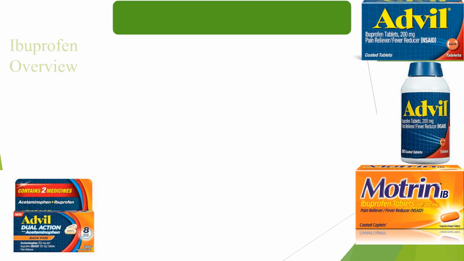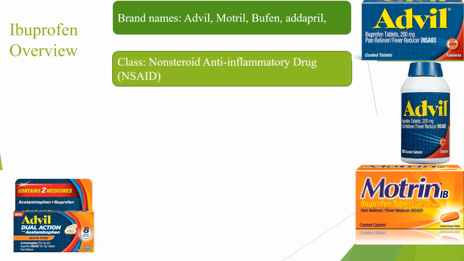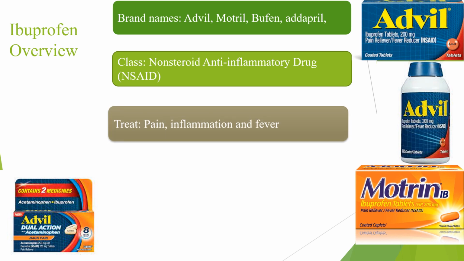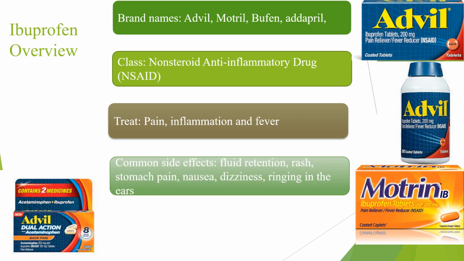So to start with, let us look at the overview of brufen. So brufen comes in different brands, that is Adril, Advil, Motril, Brufen, Adapril. These are a few known brands of Brufen. There is a wide variety of brands worldwide.